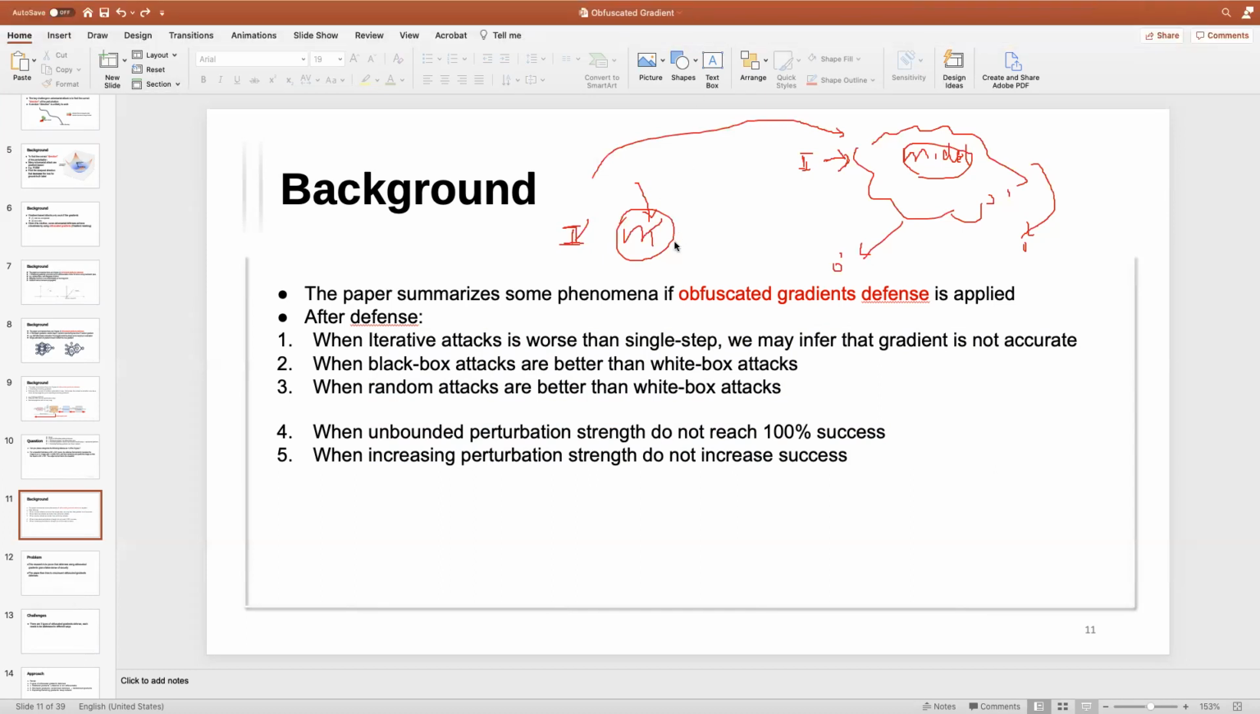Why do you just use the output from M prime? We cannot use the output from M prime because you have everything here.